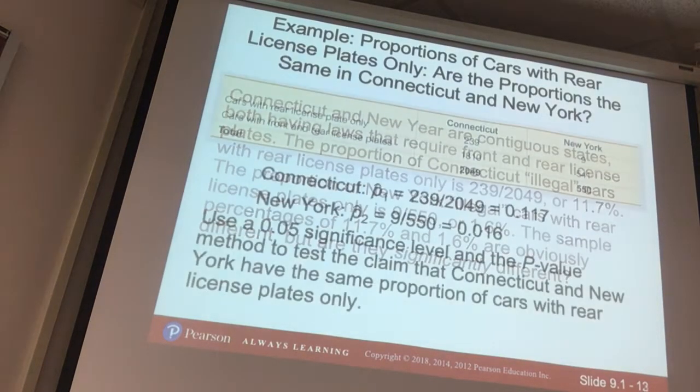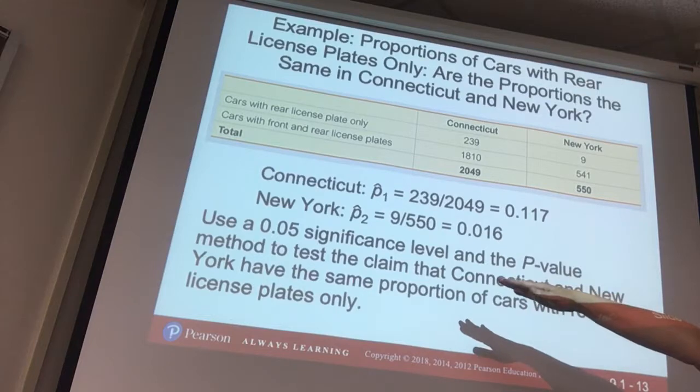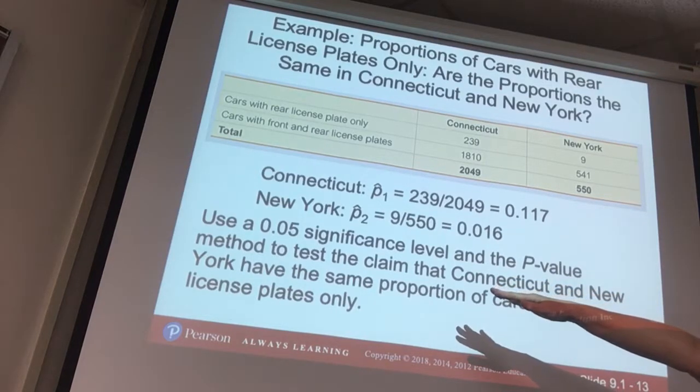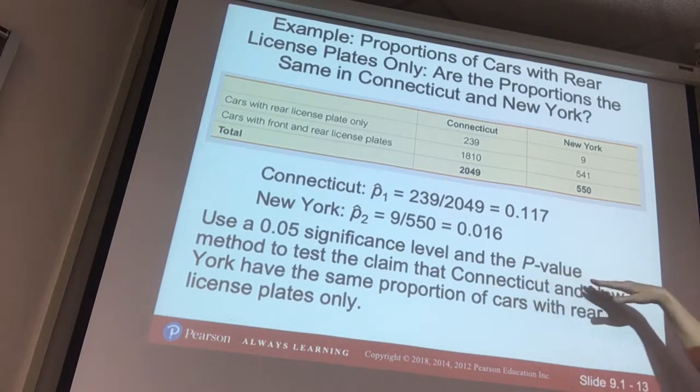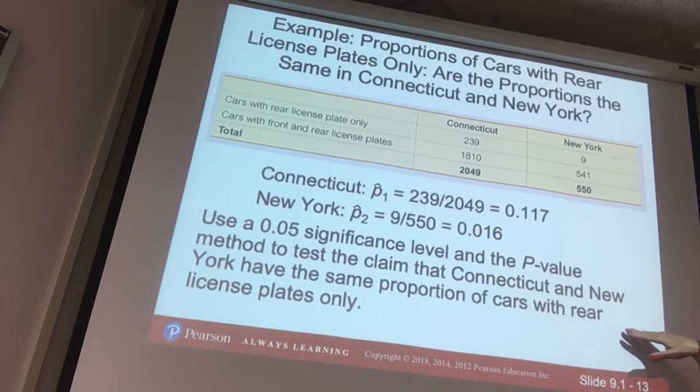Okay, so here's our data that's lined up for us. So we have Connecticut, New York, use a 5% significance level, they give it to us, and the p-value method to test the claim that Connecticut and New York have the same proportion of cars with rear license plates only.